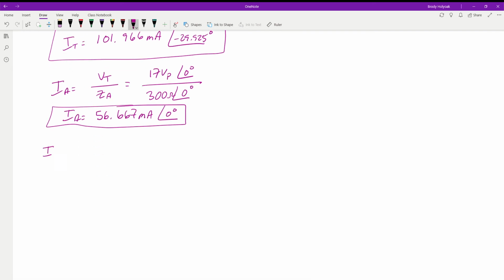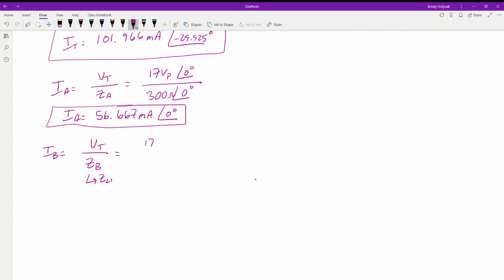And then IB is going to be the same steps, the voltage total, because that's what's in parallel with the impedance in branch B. And in this case, the impedance of branch B is equal to the impedance of inductor 1, because that's the only thing that's in the branch.